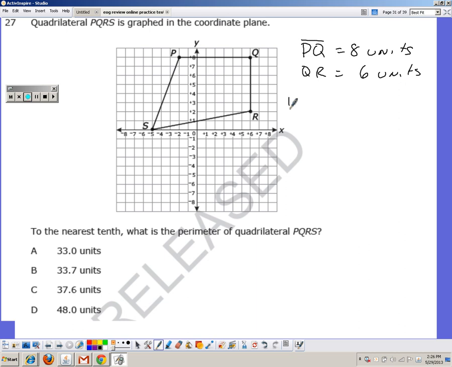For sides SR and PS, you're going to have to use the distance formula. So, PS, you're going to use the distance formula. Distance equals the square root of x2 minus x1 squared plus y2 minus y1 squared. Remember, the distance formula is nothing more than the Pythagorean theorem for the coordinate grid. Okay? So P is at -2, 8, and S is at -5, 0.